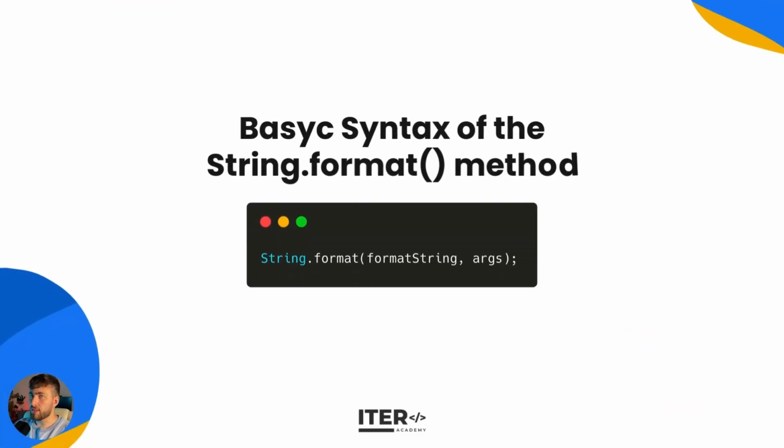The string format method is an extremely powerful tool for formatting and concatenating strings in Java. The basic syntax of the string format method is as follows. You can see it on the screen: string.format, then format string goes, and arguments. The first argument is the format string that specifies the format of the resulting string. The second argument, args, is a variable argument list that contains the values that are to be formatted and concatenated with the format string.